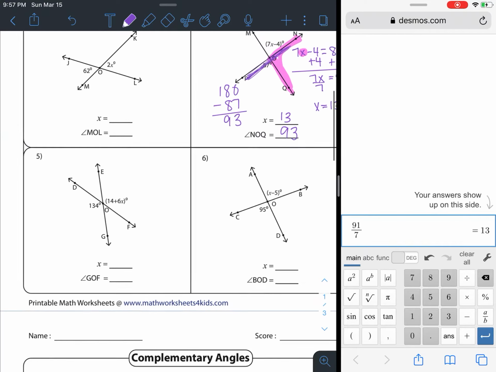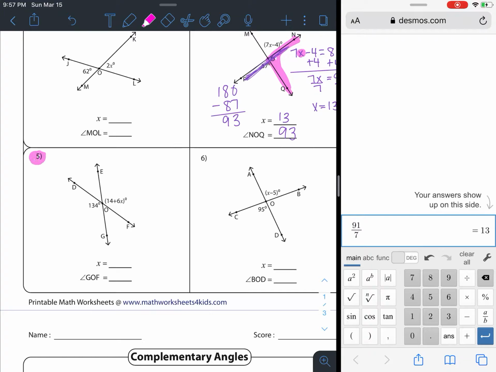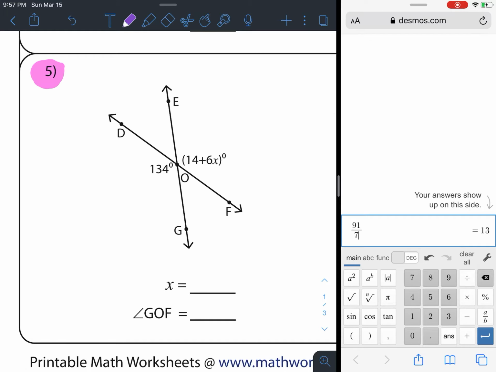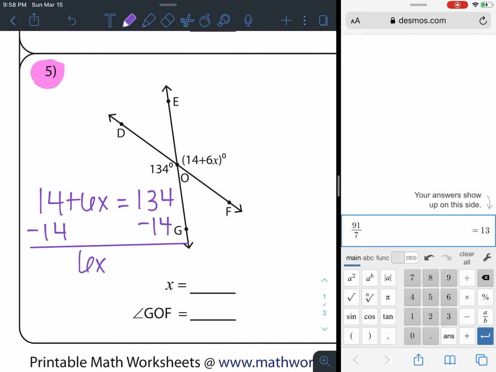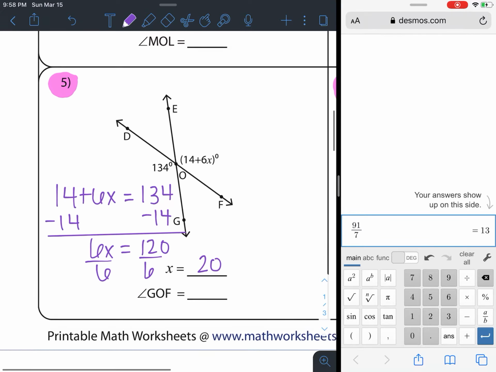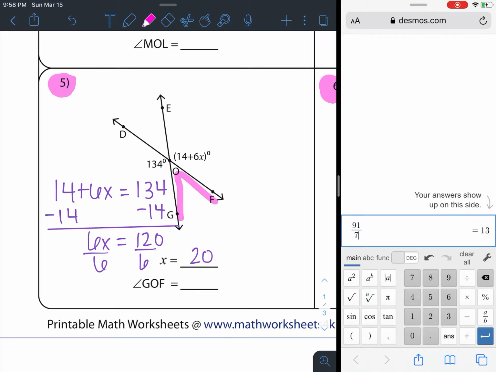All right, go ahead and try 5 and 6 on your own. So go ahead and press pause. When you have them done, press play again to check your answers. Number 5, 14 plus 6x equals 134. Subtract 14. 6x equals 120. So then x is 20. Angle GOF would be 180 minus 134. 46.